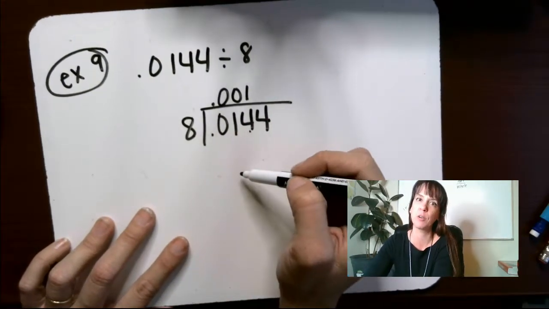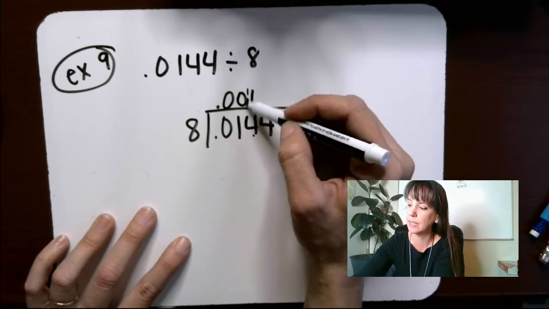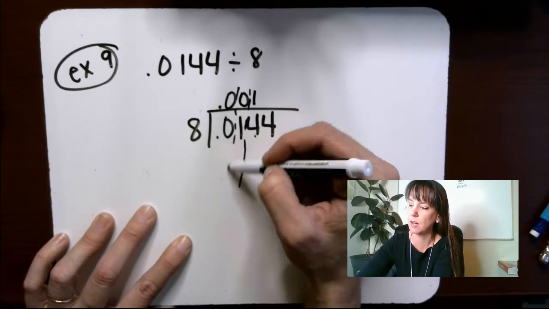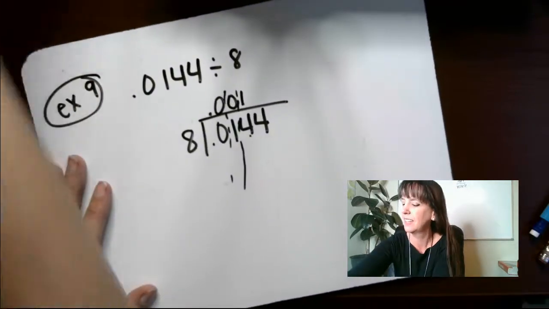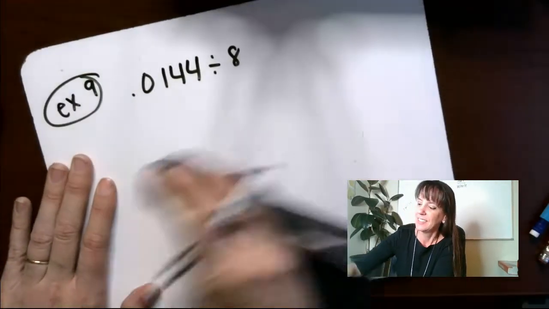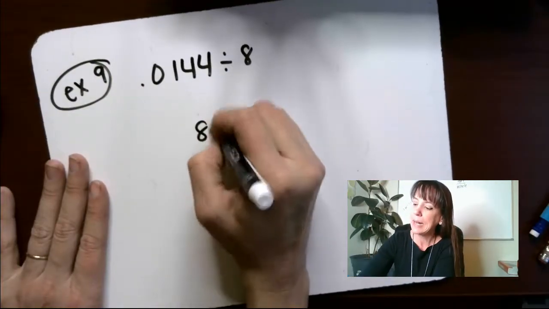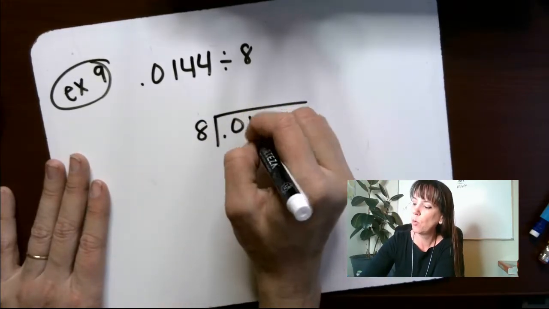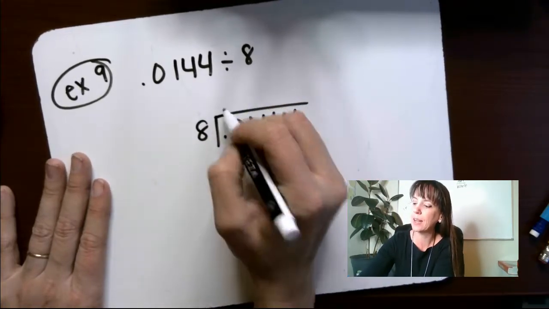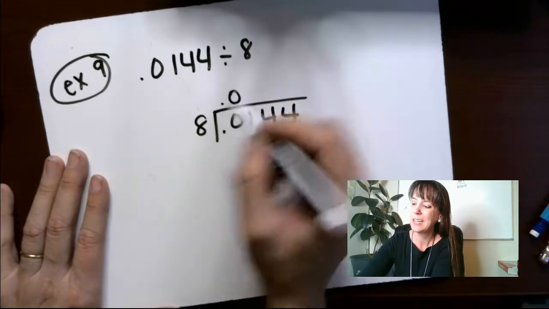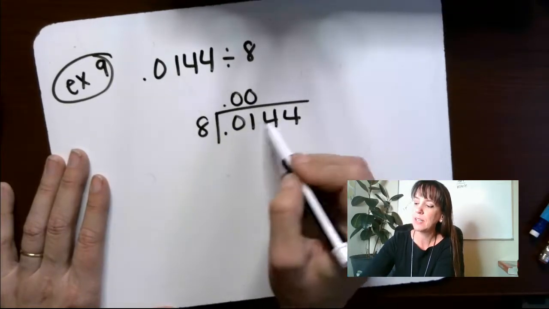This is where it's good to have grid paper too, because then you can keep your columns nice and organized. You see how mine are already getting sloppy? So that did not make it any easier. Let me try that again. Put 8 out here, 0.0144. Bring your decimal up.